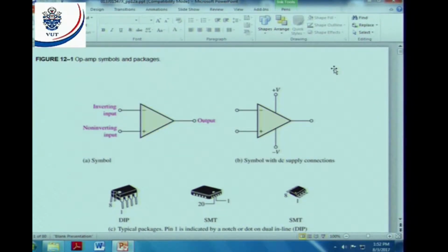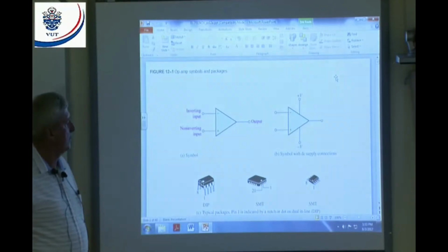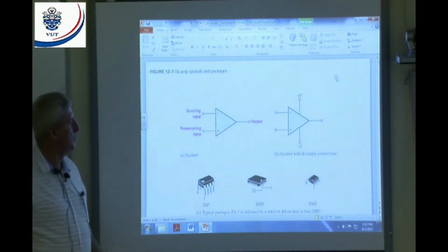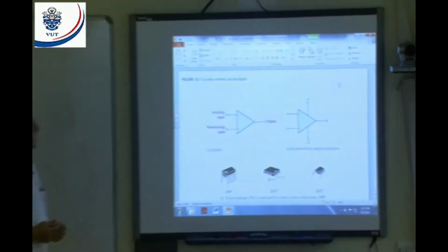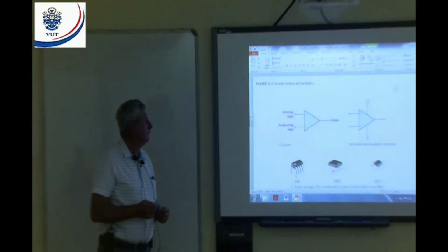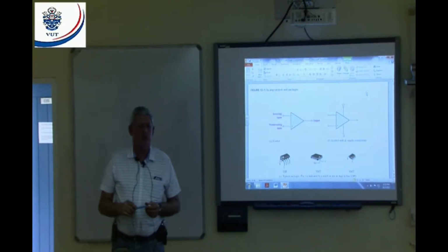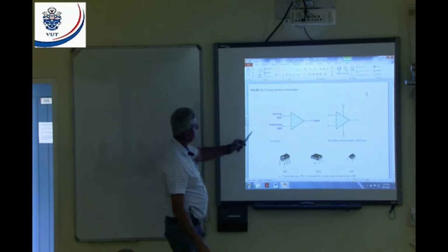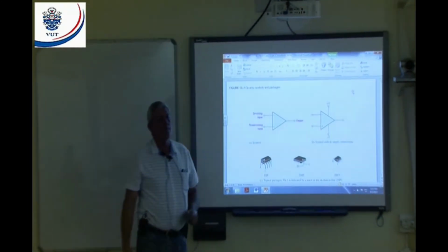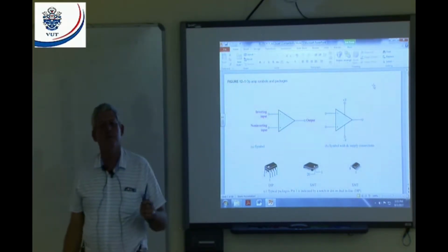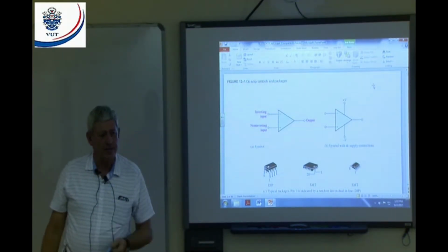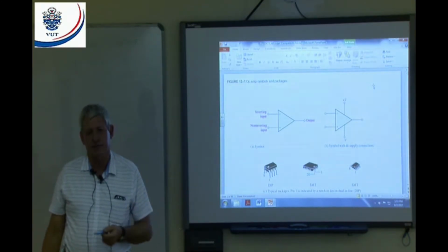All right, first of all, the symbols. Here's a symbol of an op-amp. When we look at the symbol of the op-amp, we've got two inputs, the inverting input and the non-inverting input, and we've got an output. Now, first of all, what is the meaning of inverting input? What does the inverting input do? If I make that input more positive than my non-inverting input, the output will go where? The output will go negative, all right? Because it inverts.